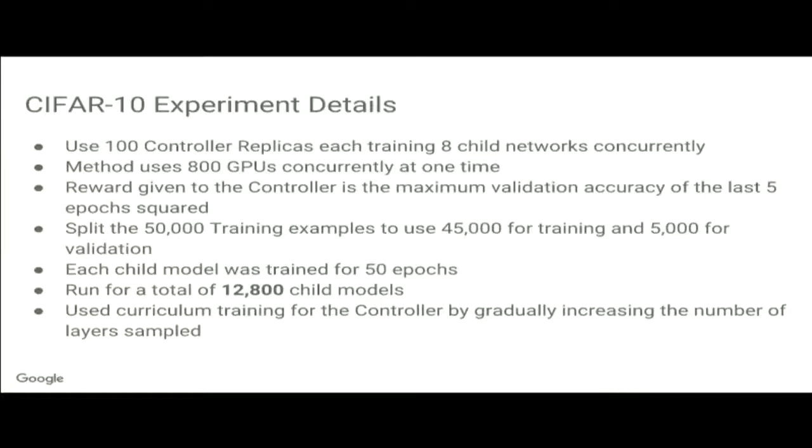And each child model, after it's generated, we train for 50 epochs. And how long does it usually take? 50 epochs on CIFAR? I don't remember exactly off the top of my head. A few hours? Maybe like half a day. So it's like gradient descent, but every iteration of gradient descent takes half a day.